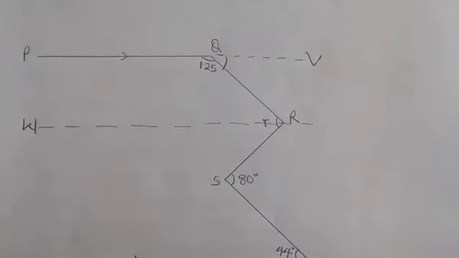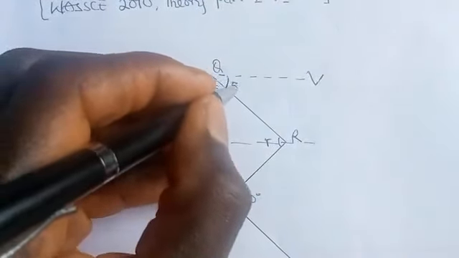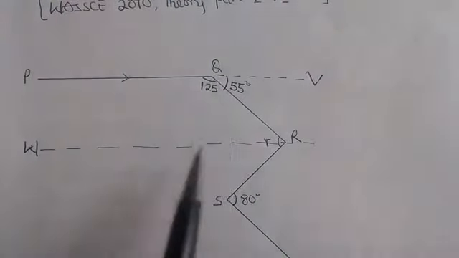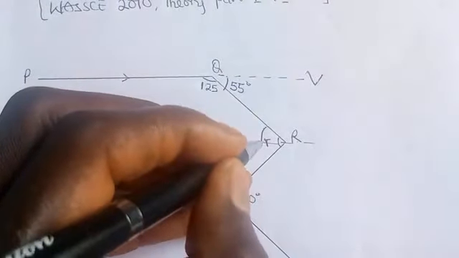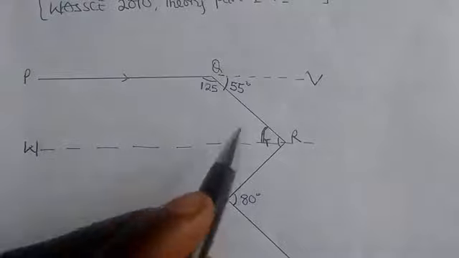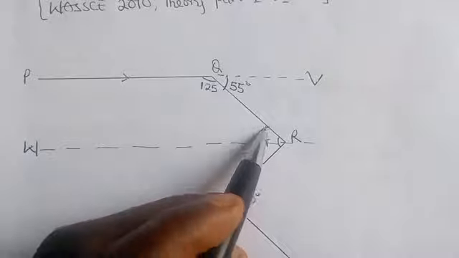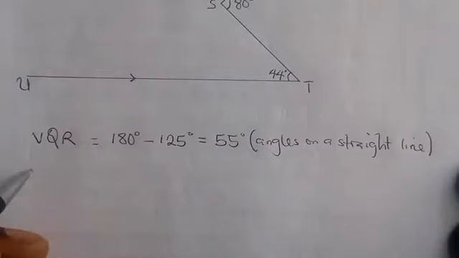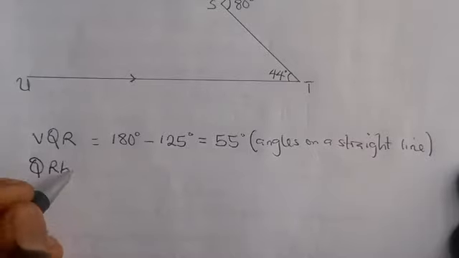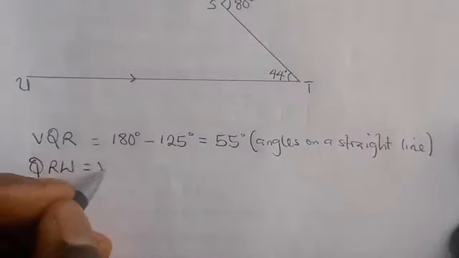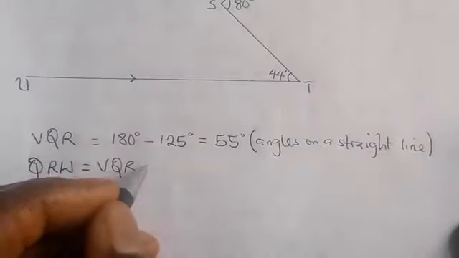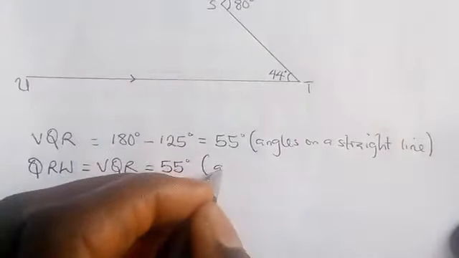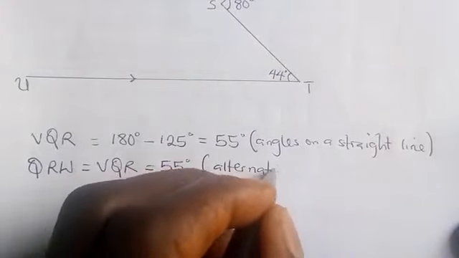So if VQR is equal to 55 degrees, there is a relationship there between QRW, that is this angle here, and it is that these two angles are alternate. So QRW is equal to VQR, and that's equal to 55 degrees. The reason is that they are alternate angles.